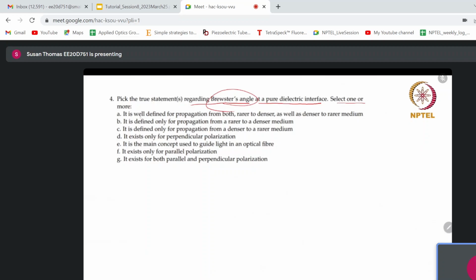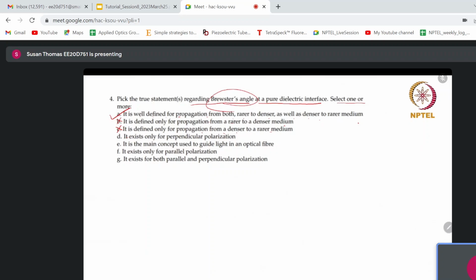Brewster's angle is well defined for propagation from both rarer to denser and denser to rarer medium, or it is defined only for propagation from rarer to denser medium, or defined only for denser to rarer medium. So we know that it is A. Brewster's angle is well defined for propagation whether it is from rarer to denser or denser to rarer. In both cases Brewster's angle is well defined. So B and C are wrong statements and A is a true statement.